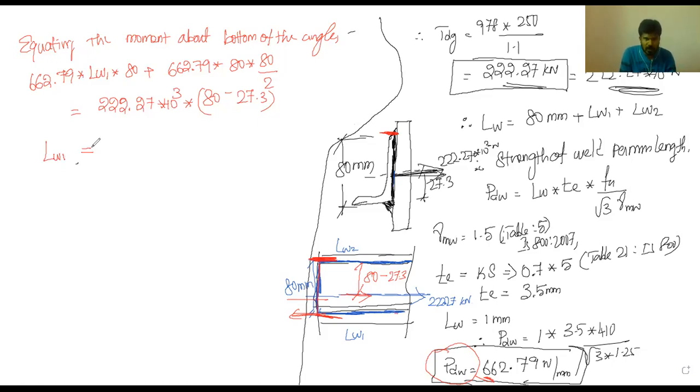Let us substitute and get it. So 222.27 into 10 cube. So we are getting LW1 is equal to 180.91, we are going to say 181 mm. LW1.